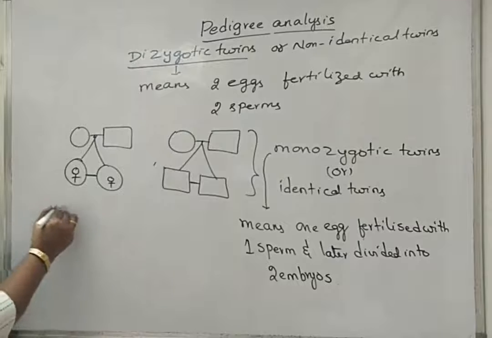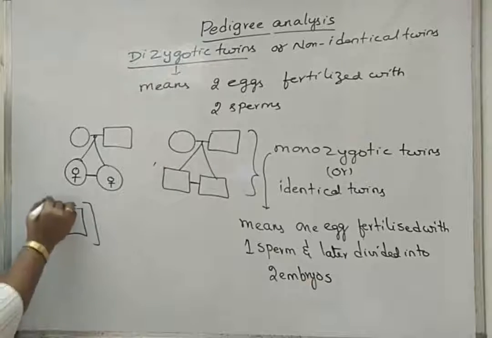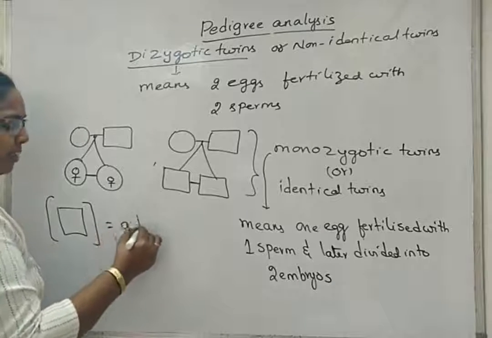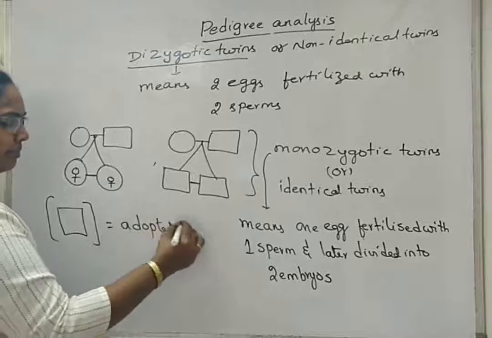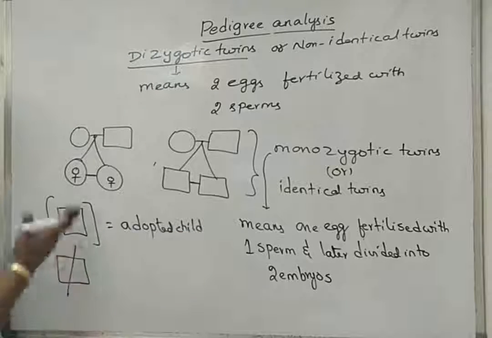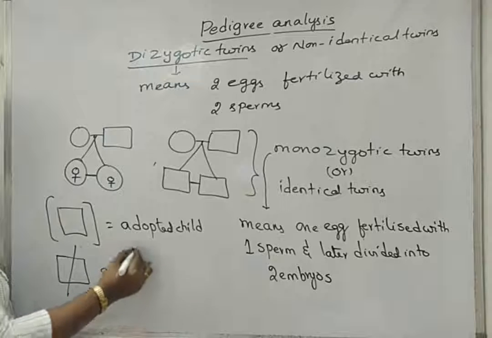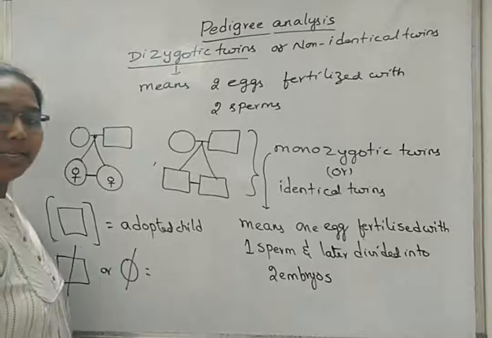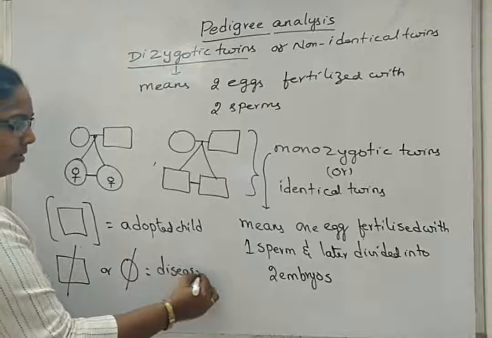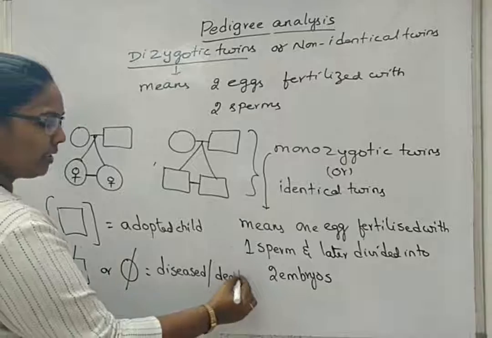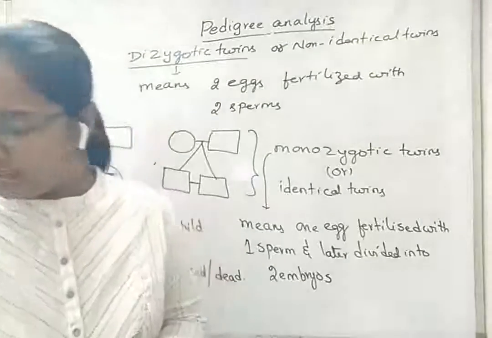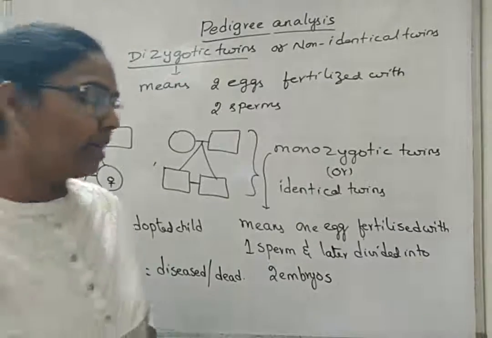Now, another representation in pedigree analysis is a square box given like this, or a circle given like this. Then we call it an adopted child. If the square box is given a slope line like this, or the female like this, it means the chart is explaining a deceased or dead male or female. In pedigree analysis, we can also hear another term, that is freemartins.